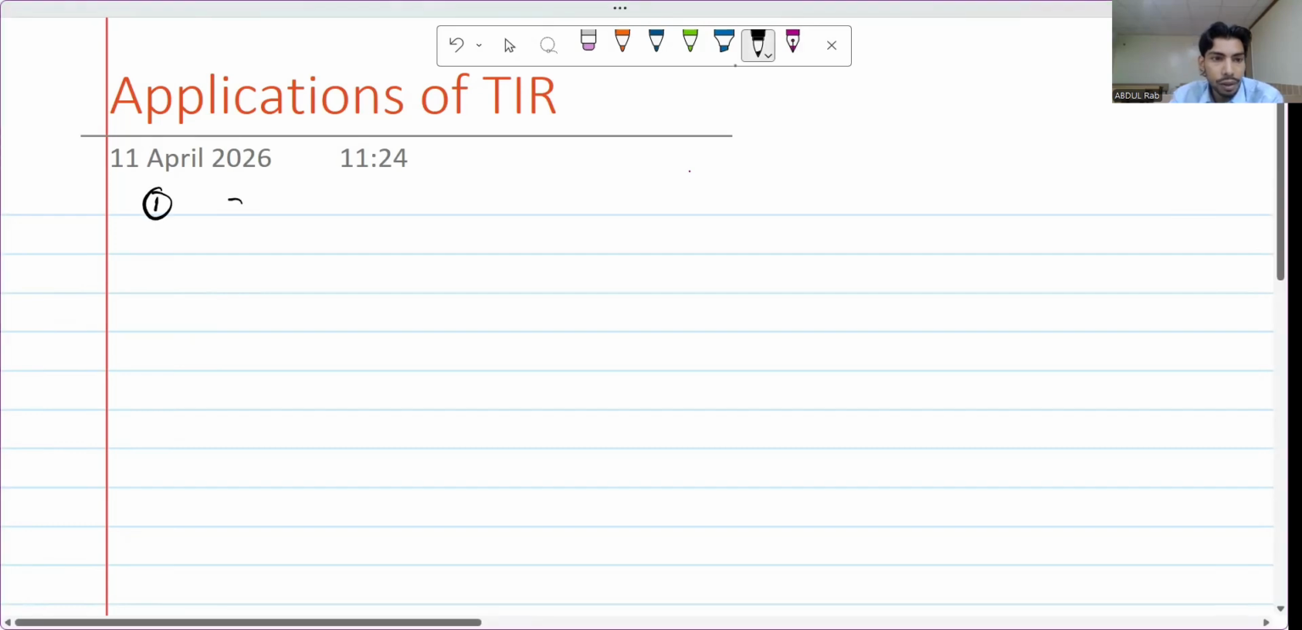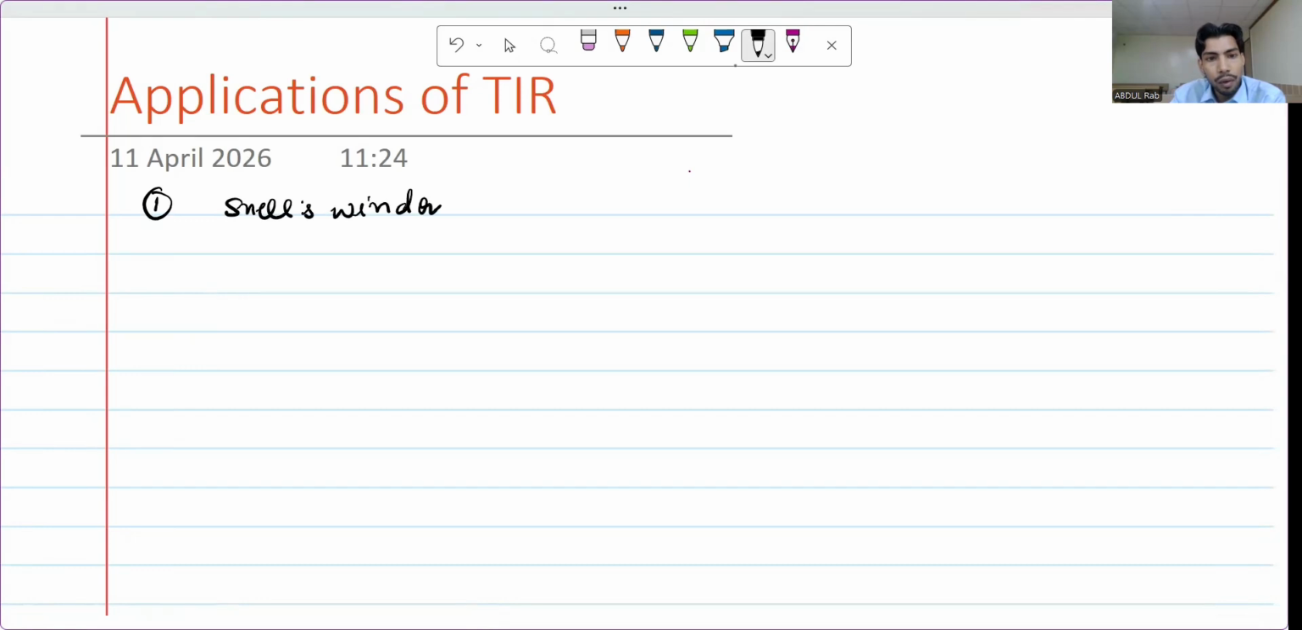First application is Snell's window. What is Snell's window? For that, let's repeat some concepts based on TIR. Let's say there is a pair of media. One is a denser medium and another one is a rarer medium.